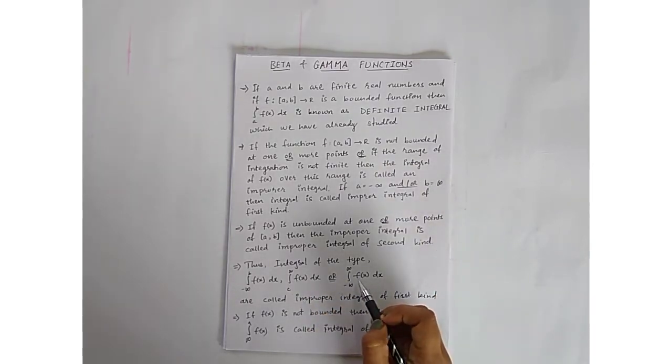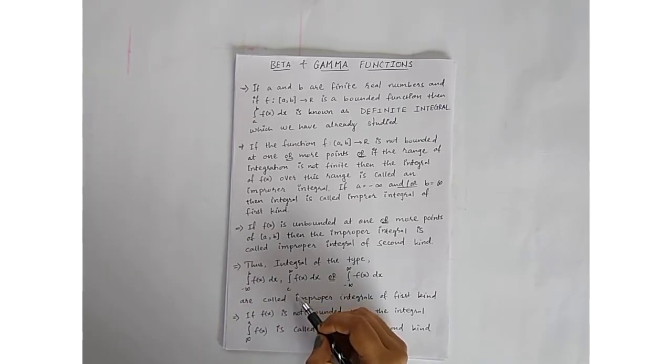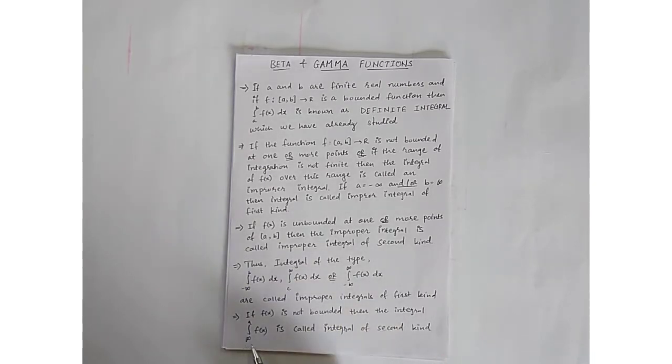Thus, integrals of the type integration with limits minus infinity to b of the function f of x dx, or integration with limits c to infinity of f of x dx, or integration with limits minus infinity to infinity of f of x dx are called improper integrals of the first kind. And if f of x is unbounded, then the integral is called an integral of the second kind.